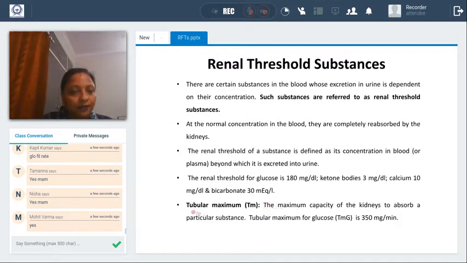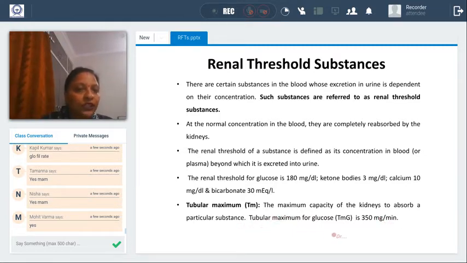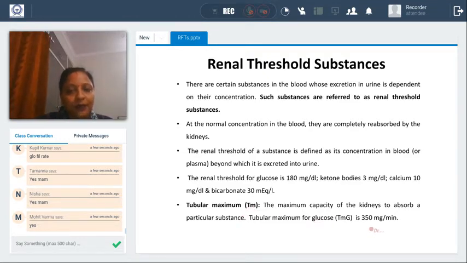This is an important definition: TM, that is tubular maximum. You have already studied it in your previous classes, but please remember this term. Tubular maximum is the maximum capacity of the kidney to absorb a particular substance. The tubular maximum for glucose, TMG, is 350 milligram per minute. So it is clear now.